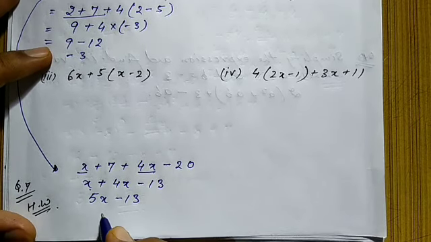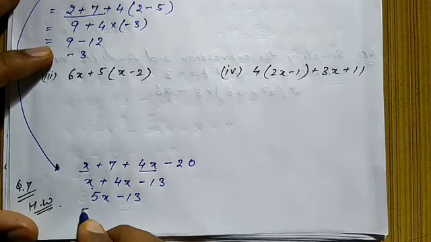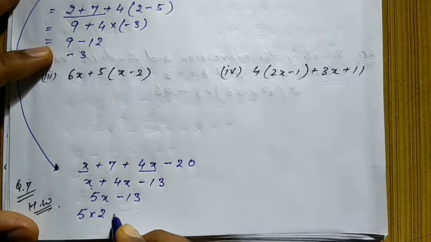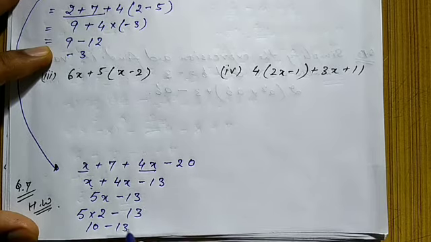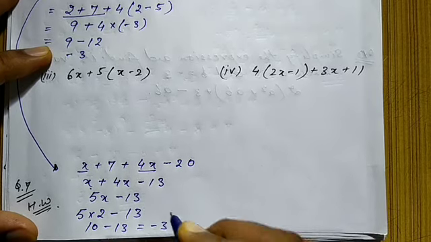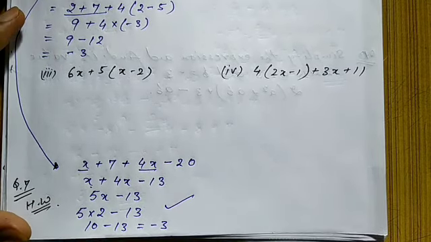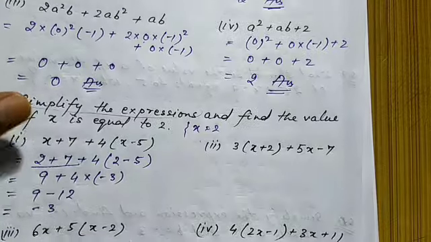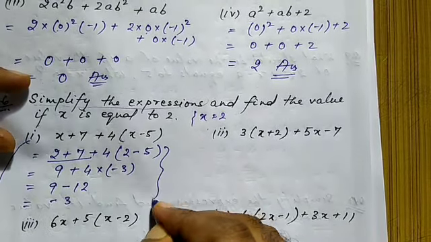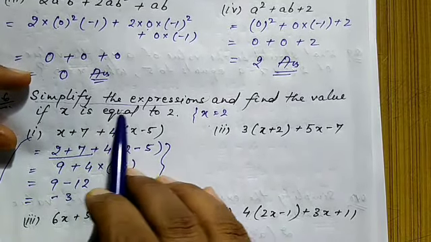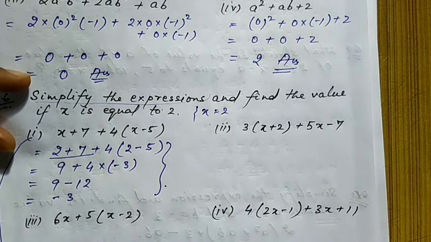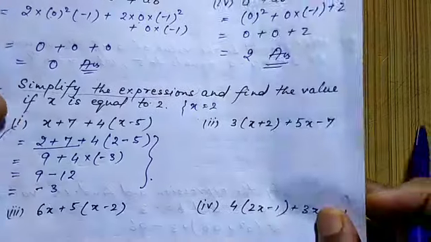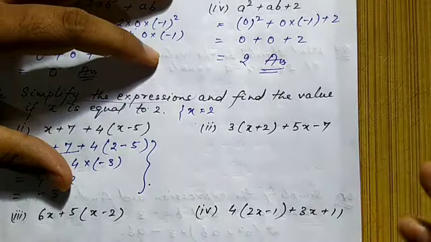Now put the value of x in this expression. 5 into 2 minus 13, 10 minus 13, that will become minus 3. So this is the right way to solve it. Okay, don't solve like this. Okay, first you have to simplify the expression and find the value of x is equal to 2. Now see how to do.